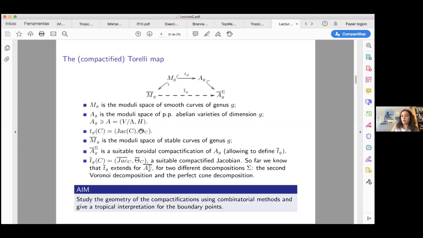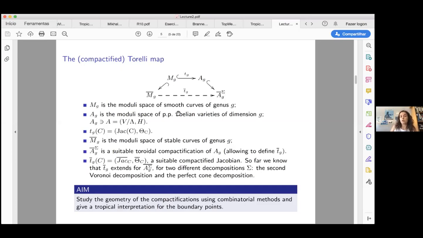It's just the natural thing that one could expect. The Torelli theorem states that this map is injective, which is why I use this arrow here. The fact that M_g injectively maps inside A_g is really a big advantage for studying M_g itself inside the moduli space A_g. You can bring properties of curves inside abelian varieties, and go back and forth as you wish. It's a very useful and important map in algebraic geometry.